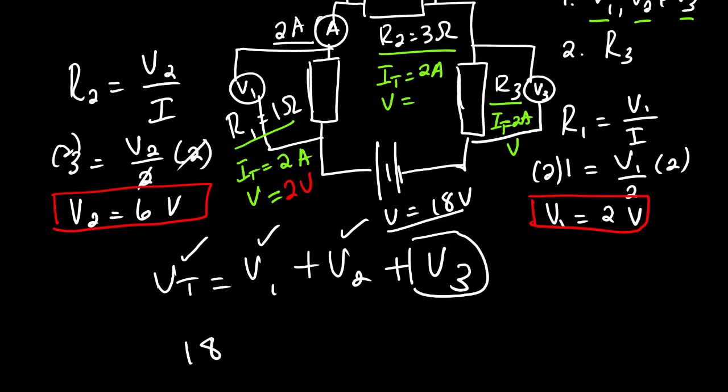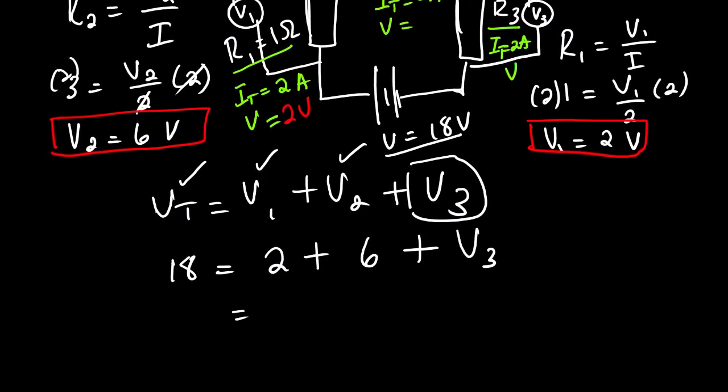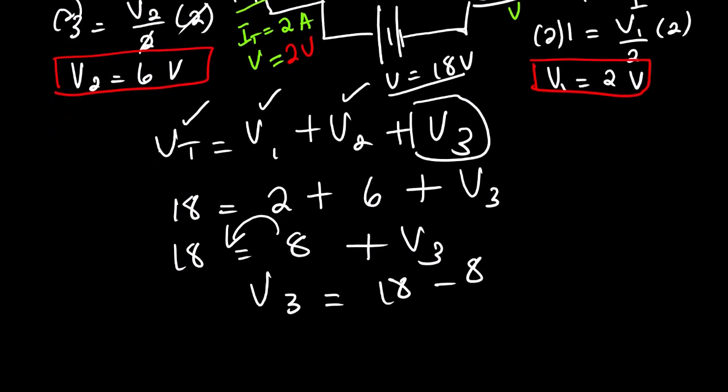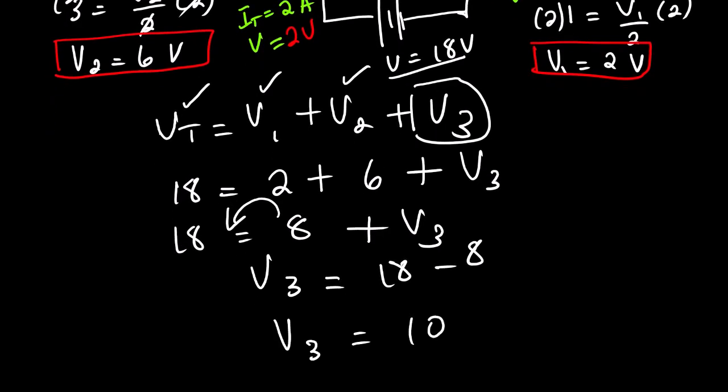So we have 18 plus V1 is 2 plus 6 is equals to, no, there's a problem here. Let us actually write this. We have 18, it's equals to 2 plus 6 plus V3. From here, 2 plus 6, we have 8 plus V3. We have 8 in this side. When we transpose, V3 is equals to 18 minus 8. Then V3 is equals to 10 volts.